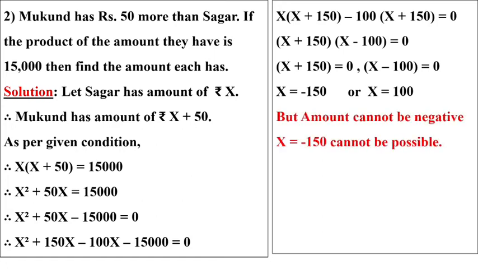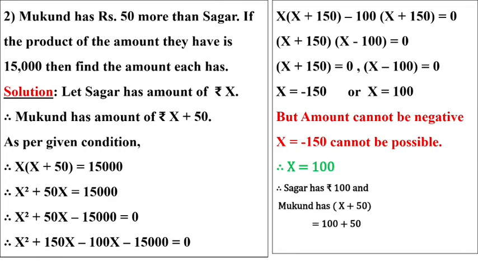But an amount cannot be negative, so x equal to minus 150 is not possible. So x equal to what can we take? 100. So here we have to find the amount of each. x we have taken for Sagar. It means Sagar has 100 rupees. Mukund has x plus 50, meaning 100 plus 50 is equal to 150. It means Mukund has 150 rupees and Sagar has 100 rupees.